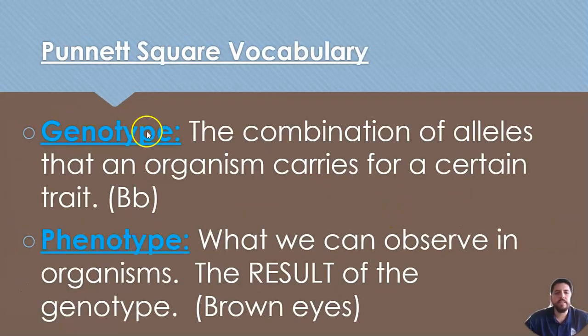So let's differentiate between genotype and phenotype. Genotype is the combination of alleles that an organism carries for a certain trait. For example, the two that you get from your parents. So it could be a dominant and a recessive, or a dominant-dominant, or recessive-recessive. But the genes that you get, again, you don't know which genes you get, but the ones that you do are called the genotype. The phenotype, on the other hand, is what we can observe in an organism, the result of the genotype. So depending on what your genotype is, what your phenotype will show. So you might have a brown eye gene and a blue eye gene, but your phenotype is brown eyes.